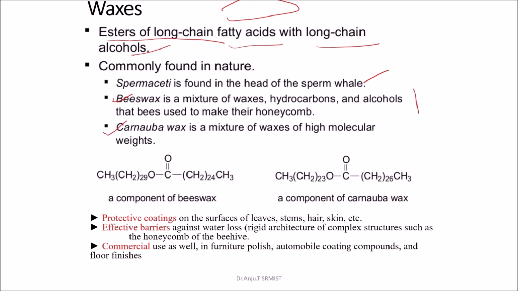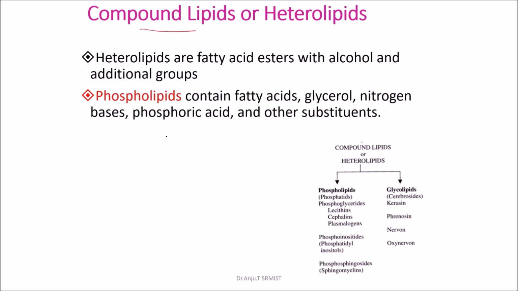So these are some of the waxes you find in nature, and the major role of these waxes is that they act as a protective coating, as we find in leaves, stems, hair and skin, and we also see it as an effective barrier against water loss in structures such as honeycomb. And not only in nature, we are also producing them for commercial use, as in furniture polish, automobile coating and floor finishes.